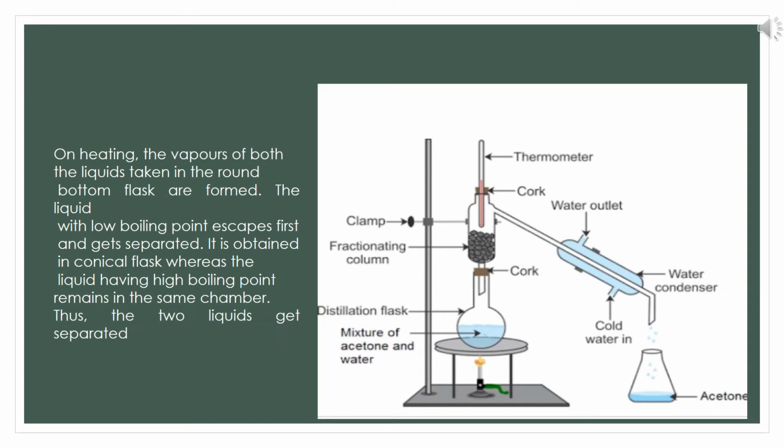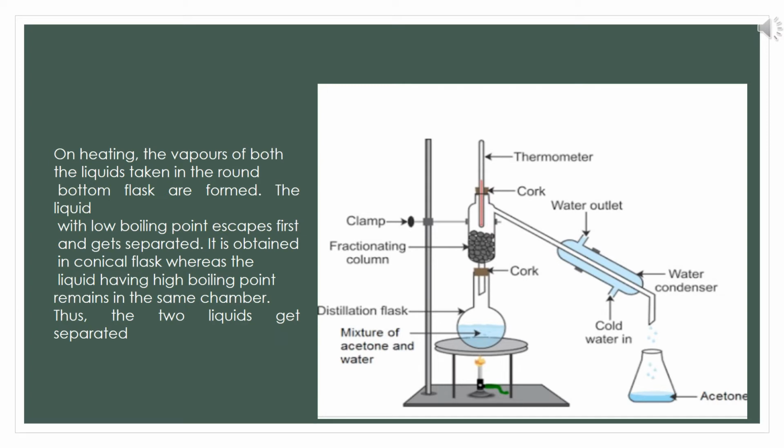This picture shows us the process of fractional distillation. If we can see the picture, the setup is the same, except on top of the distillation flask we have another component which is called the fractionating column, and it is connected to the condenser, the Liebig's condenser, and of course there is a collector, a conical flask at the bottom. So on heating, the vapors of both the liquids taken in the round bottom flask are formed. The liquid with low boiling point escapes first and gets separated. It is obtained in the conical flask, whereas the liquid having high boiling point remains in the same chamber. Thus, the two liquids get separated.